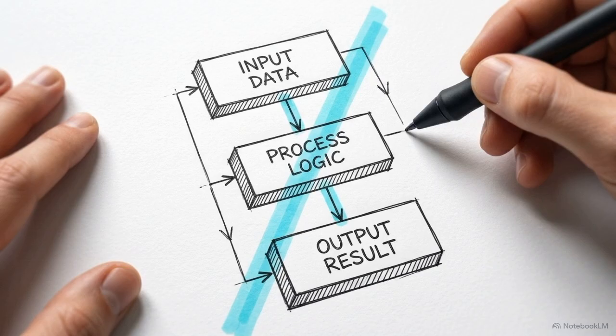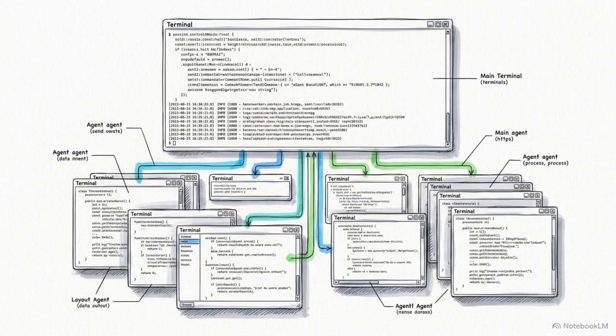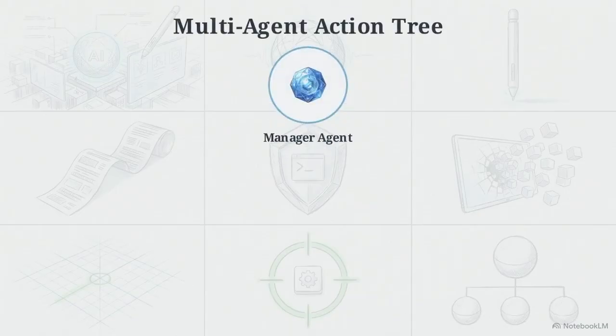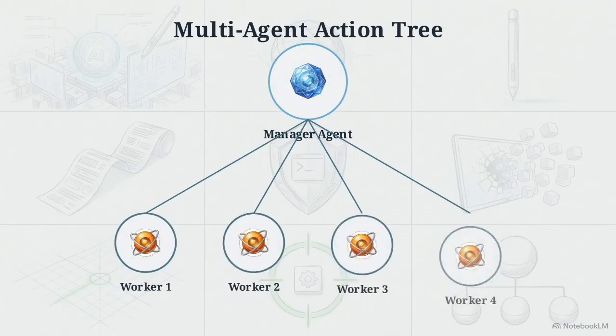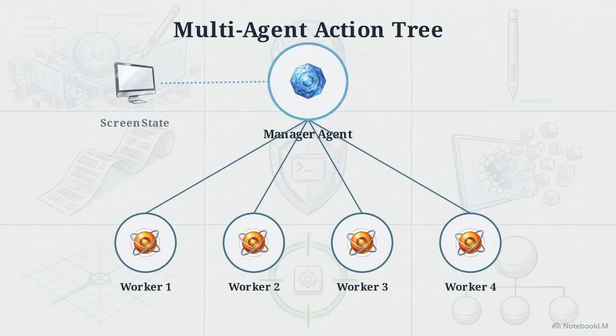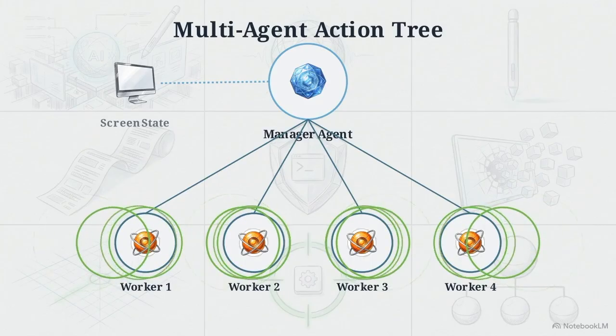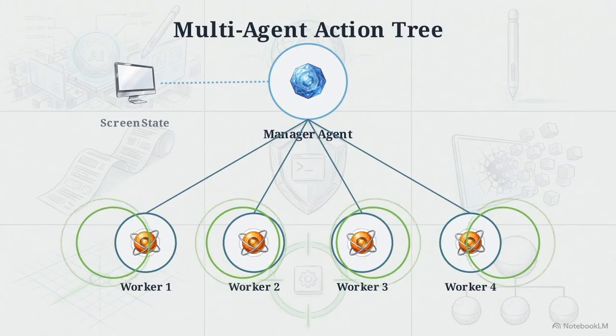A single execution loop is effective for linear tasks, but handling complex, non-linear workflows is more manageable with a multi-agent architecture. Using LangGraph, we construct asynchronous, multi-agent action trees. A central manager agent analyzes the screen state and decides high-level strategies, delegating UI interactions. Worker agents receive these delegations and handle execution, firing rapid keystrokes or managing scalable web automation.